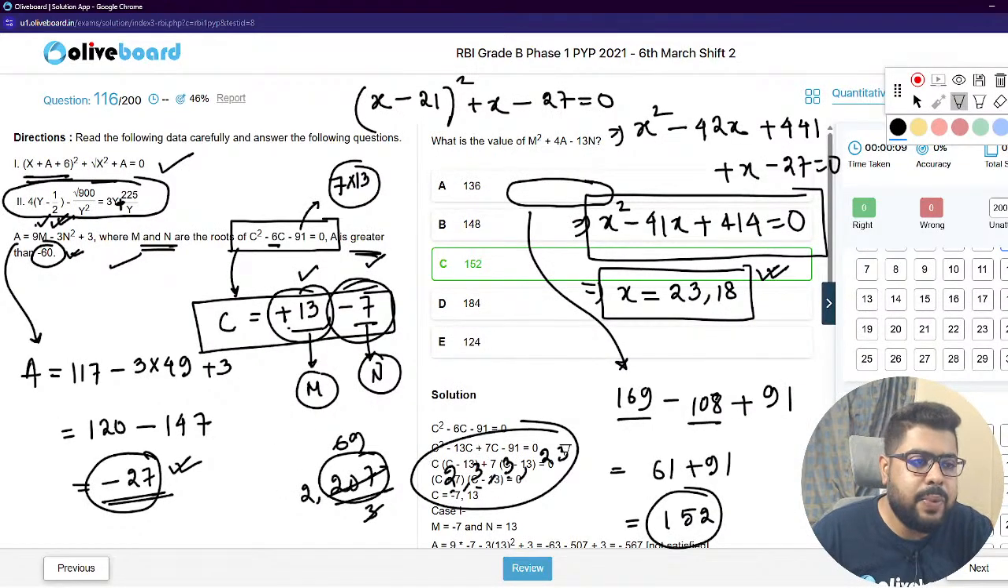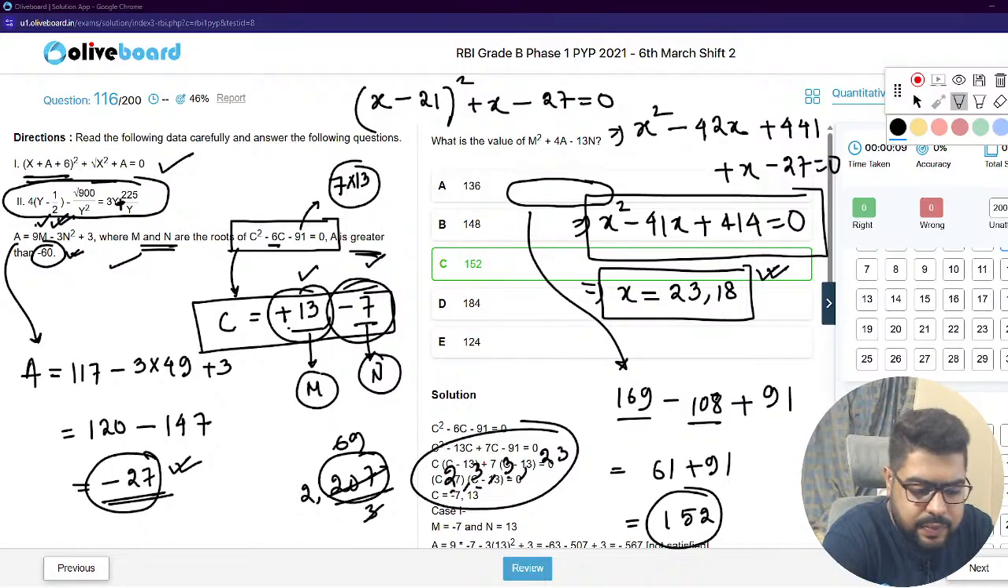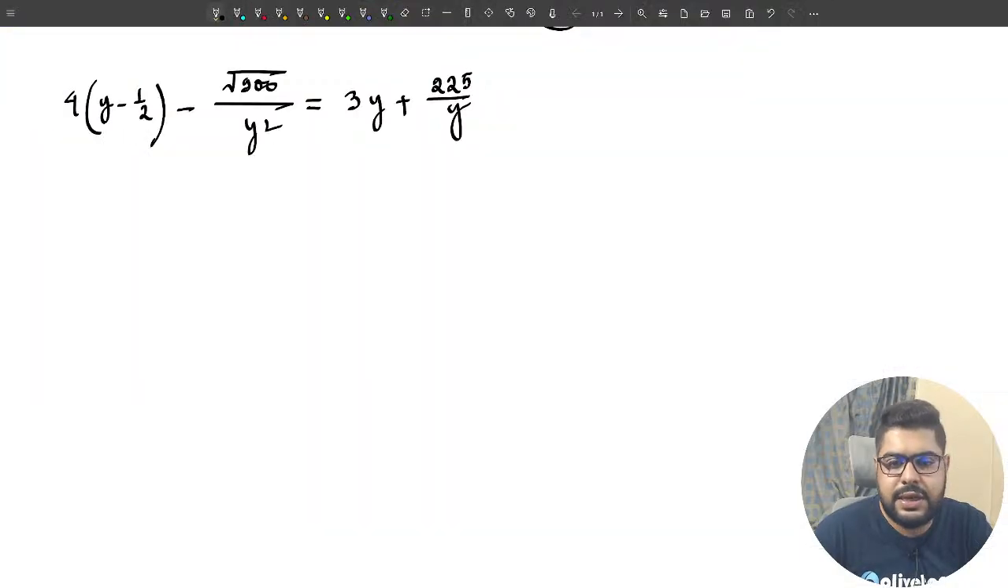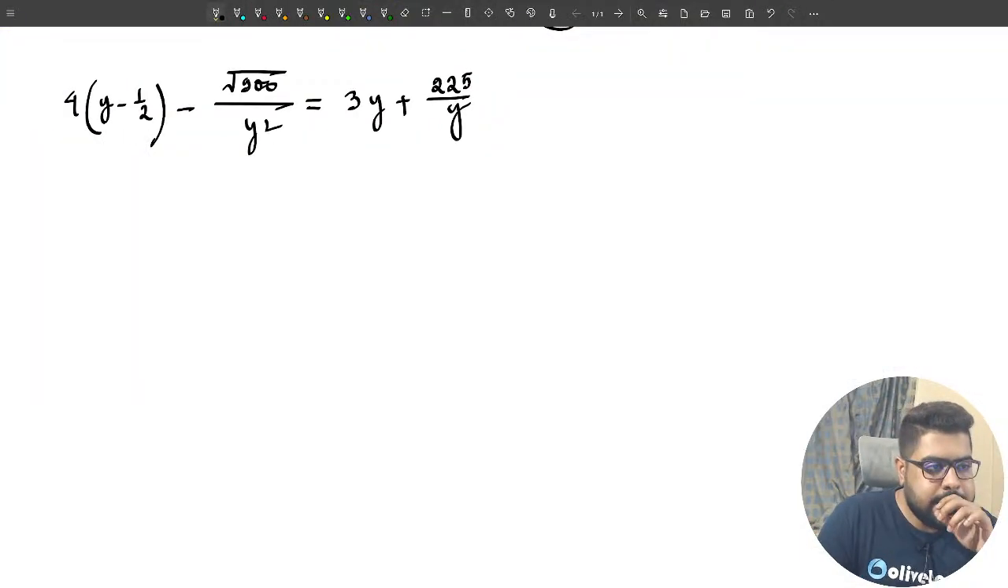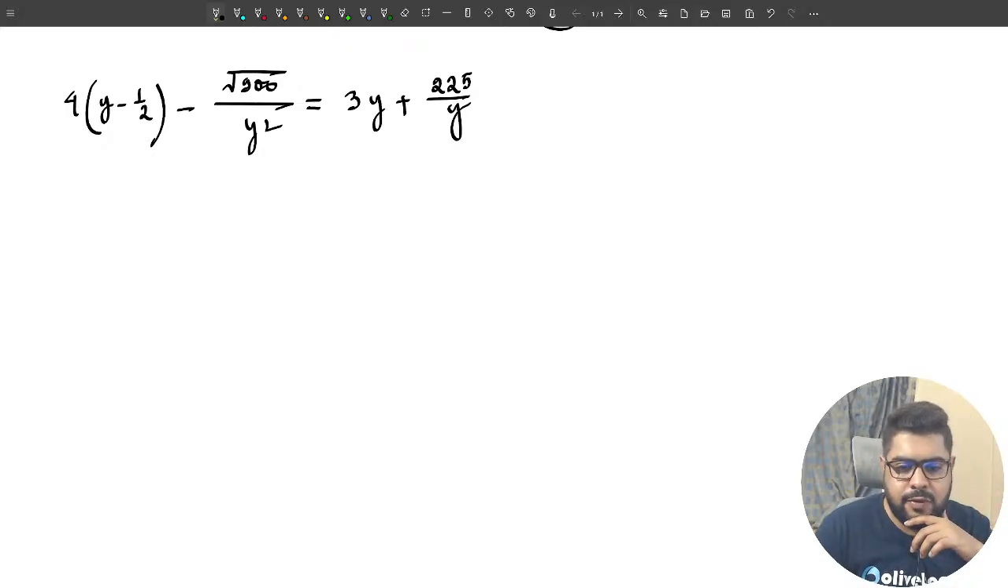Plus 3y plus 225 by y equals 3y plus 225 by y. I'll just switch this. Now you guys can see. So I've just written this for solving. Sir, hopefully I'm correct. Minus, and this is plus. Okay, let's go, sir. Now next line, sir.